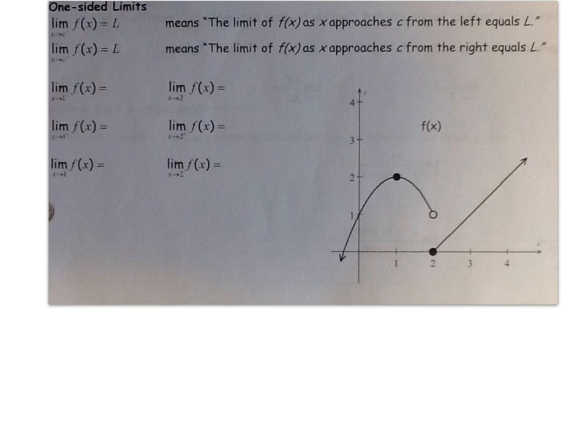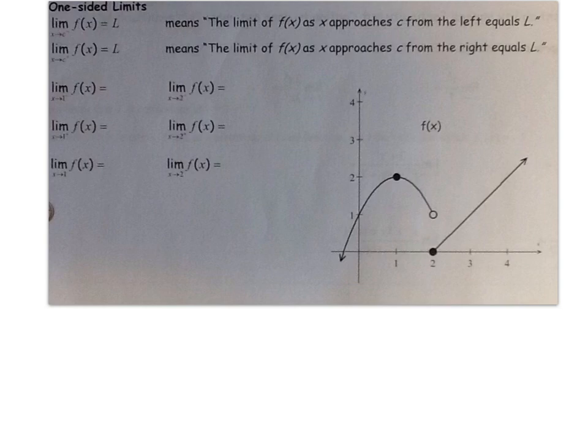All right, now we're going to talk about specifically one-sided limits. So the notation for the first one, the limit as x approaches c from the left of the function f of x equals L, and the second one, the limit as x approaches c from the right of f of x equals L. So the negative means it's coming from the negative side of the graph. The positive means it's coming from the positive side of the graph toward whatever the given c or x value is on the x-axis.